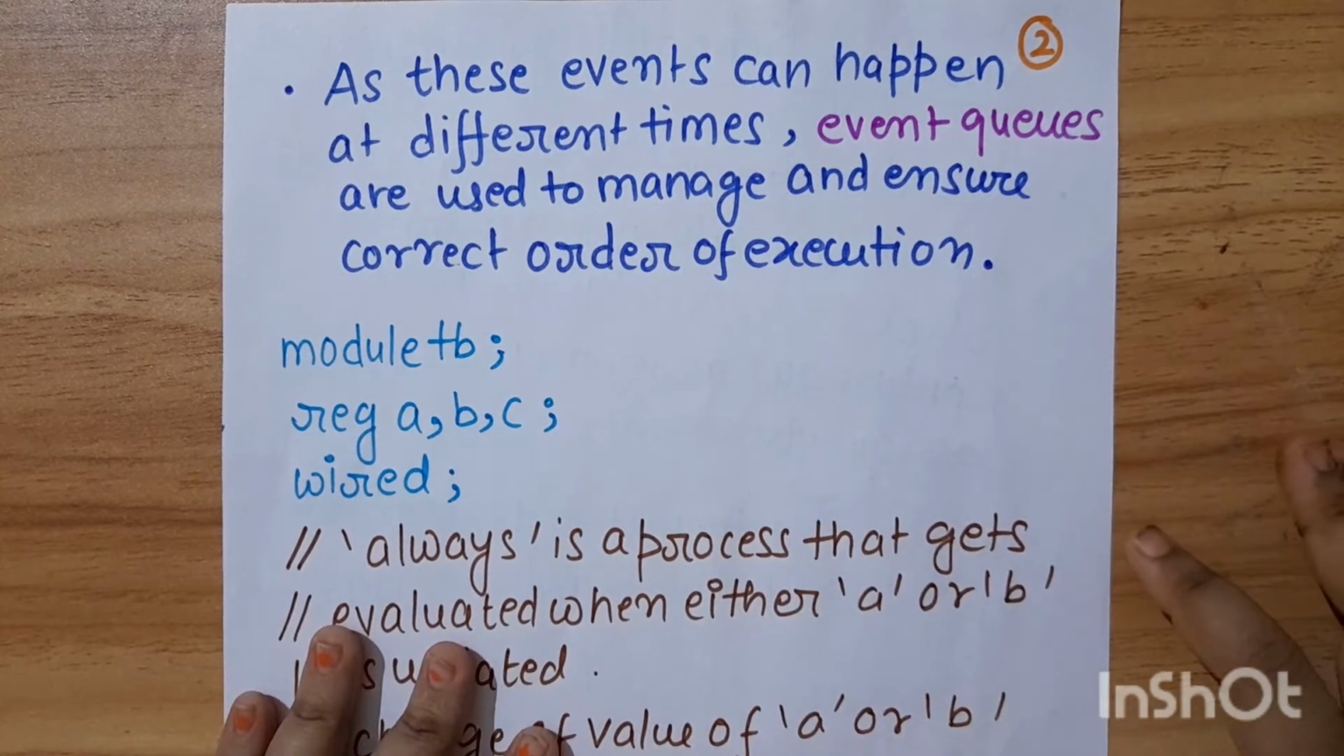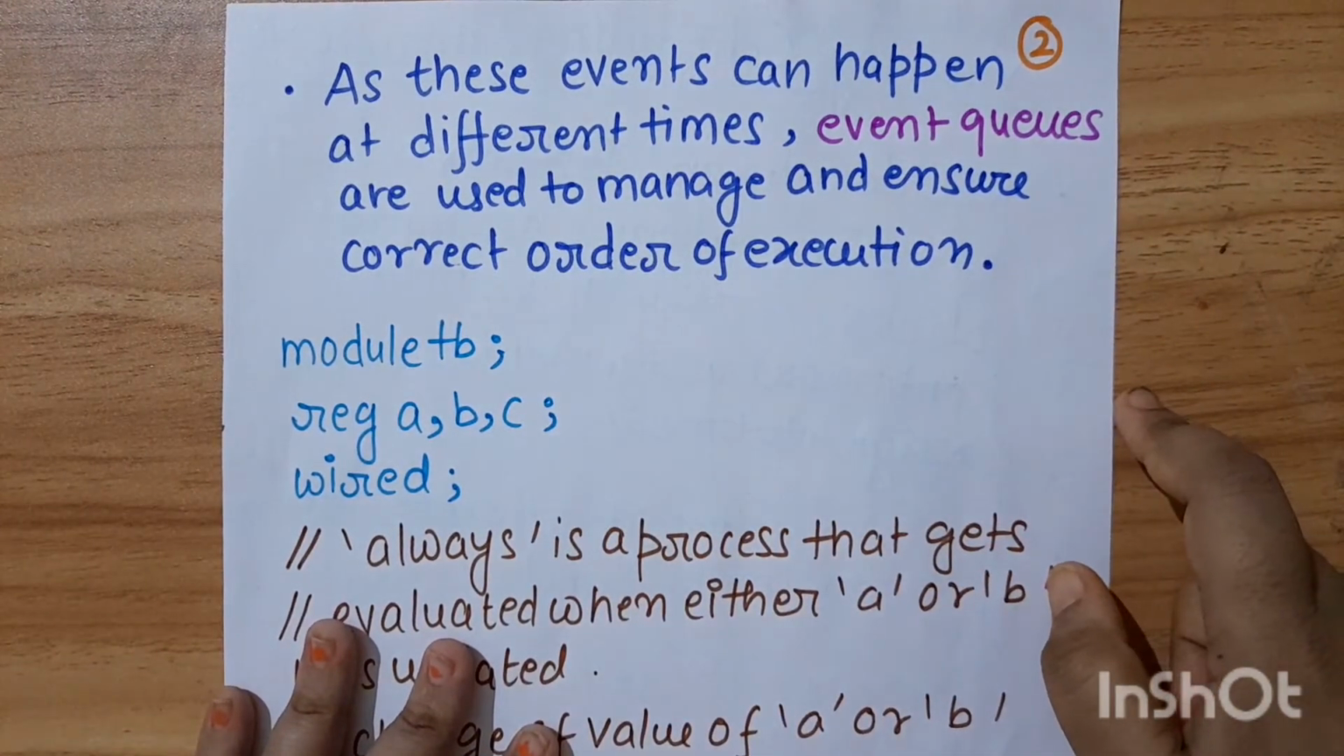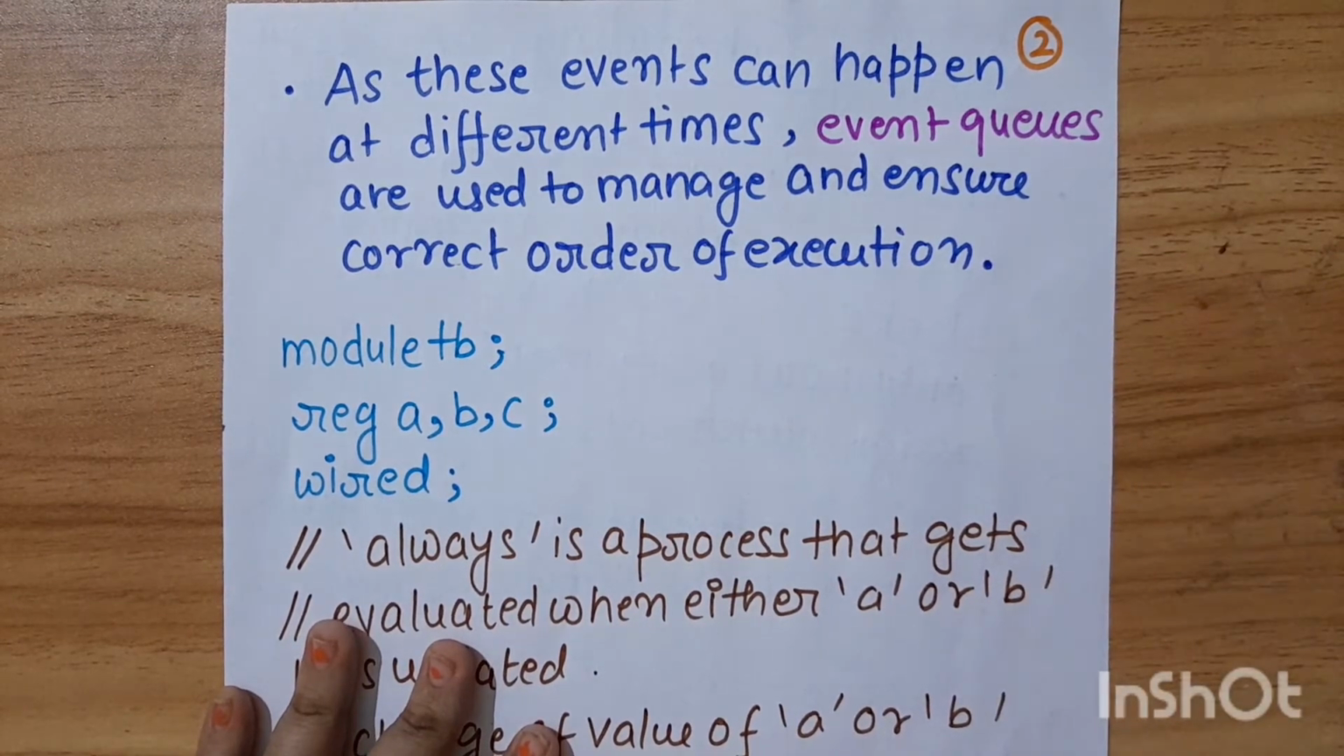So inside the module end module, there are many statements: procedural, continuous, delay elements, non-blocking assignments. So many statements are there. Which statement will be executed at what time depends upon the scheduling mechanism. These are all events. The statements are called events. They can happen at different times. And event queues are used to manage and ensure the order of execution. So all these instructions are put into certain queues. Some go into the active queue, some go into the non-blocking queue, some go into the inactive queue, some go into the monitor queue. These queues are used to manage and ensure the correct order of execution.